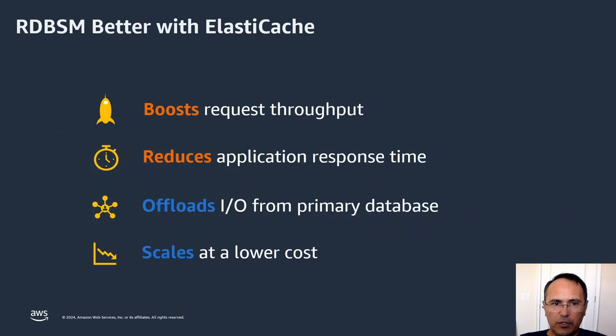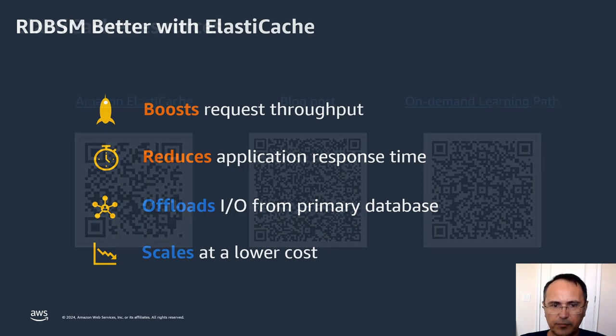So in a recap, just to understand it better, adding a caching service to your database will help you with your throughput because AWS ElastiCache is very fast. It will reduce your application overall response time. All the data is going to be cached in memory at all times. And you can offload all those repetitive IOs from the database at way lower cost than scaling your database.